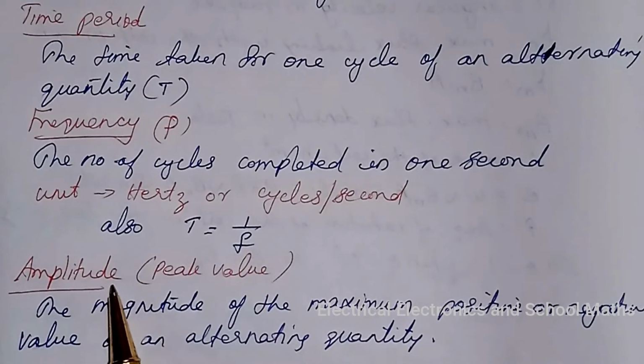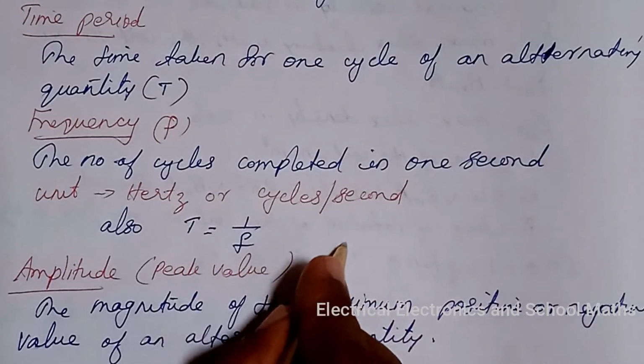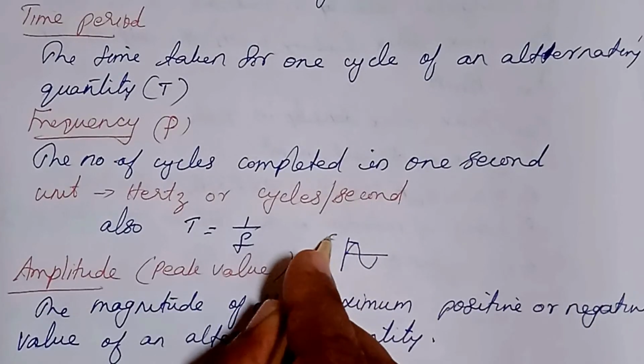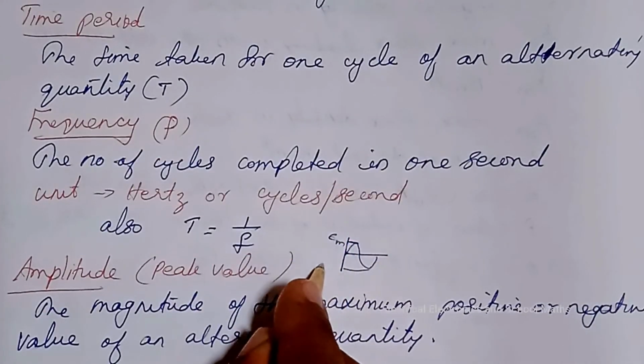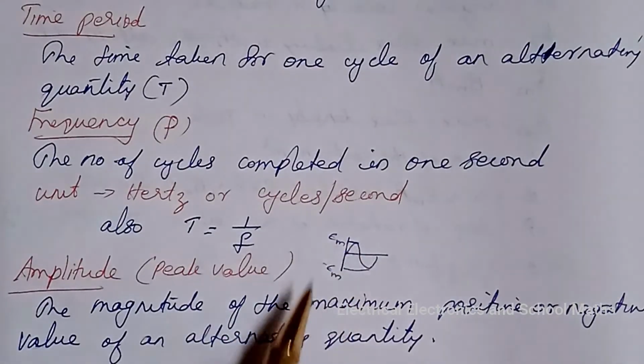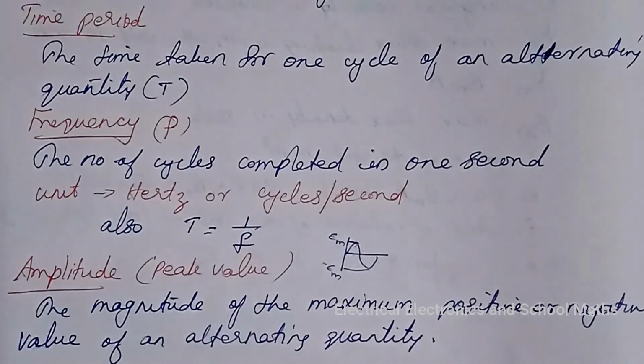Next term is amplitude or peak value. The magnitude of the maximum positive or negative value of an alternating quantity is called amplitude. Here this is the maximum value. Here also this is the maximum value. The maximum positive or negative value is called amplitude or peak value.